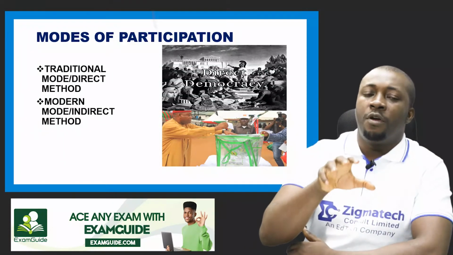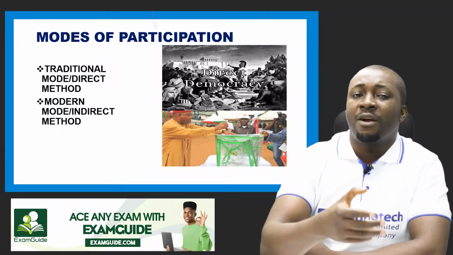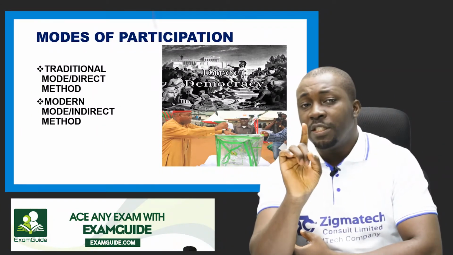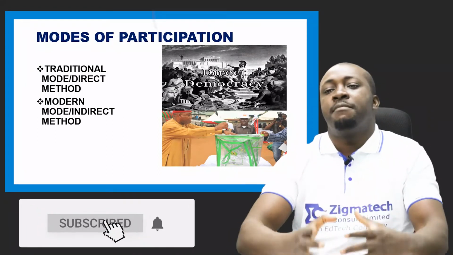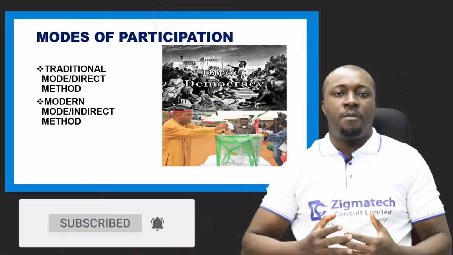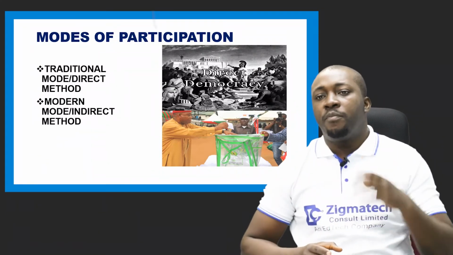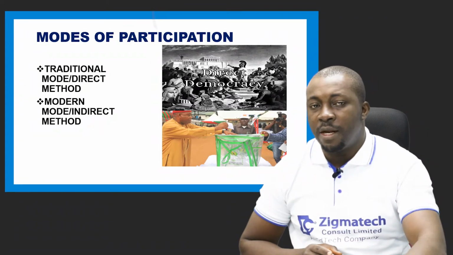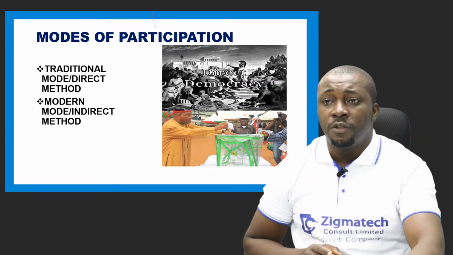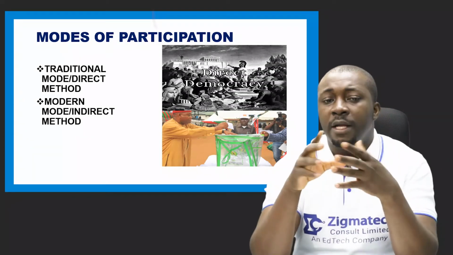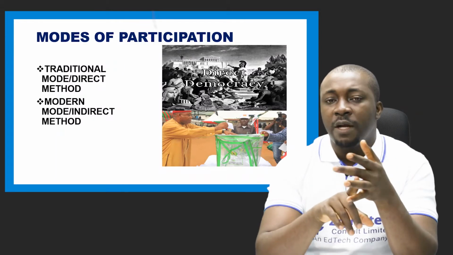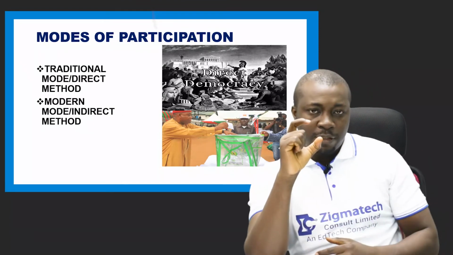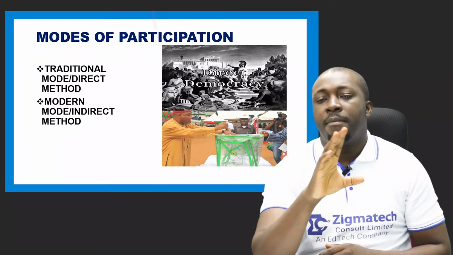Now, we have the other mode of participation, which is the modern mode or indirect method of participation. This is a mode of participation that developed as a result of the complexity of the society and the growing population of the society, which does not give room for the direct method of participation. In this mode of participation, people choose their representatives by voting for them during election, so that these few people will go and take decisions on behalf of the people, govern on behalf of the people. And that is why in the modern mode or indirect method, election is paramount in participation.